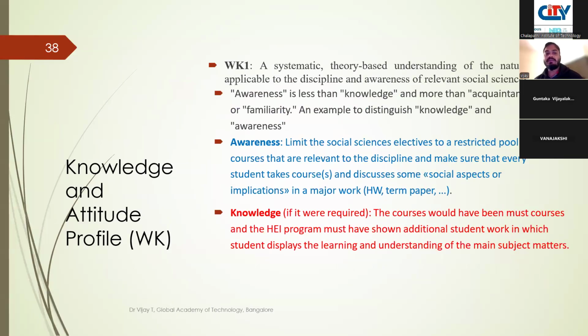The knowledge and attitude profile is the new one, where we have nine categories, and each of these categories are mapped with the program outcome. So when you're mapping a course outcome to a program outcome, you should keep in mind that it is going to address WKs also. So these definitions of WKs you should know.